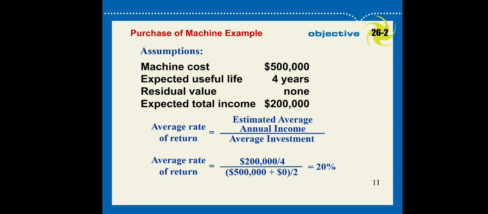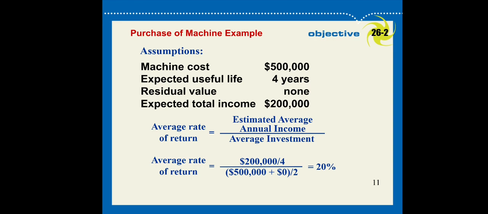And the denominator below the line here is average investment. How do we calculate average investment? Remember this: it is the fixed asset cost, in this example the machine cost, plus the residual value. In this sample question, there is no residual value, so zero. And then you have to divide everything by 2. That is the way to calculate the average investment. So for this example, the average rate of return for this machine is 20%.